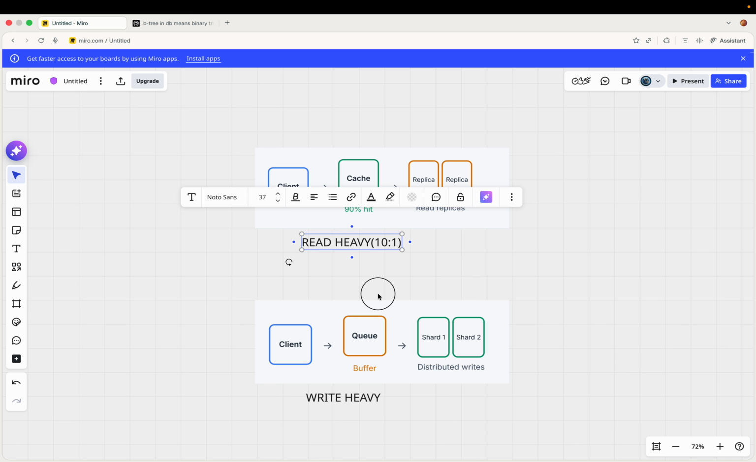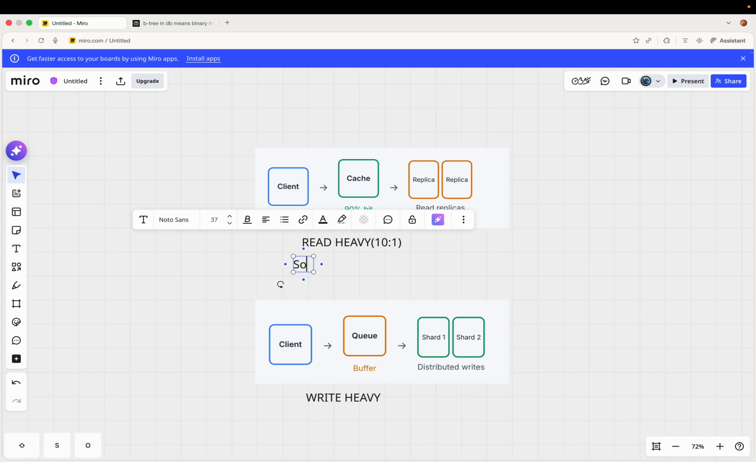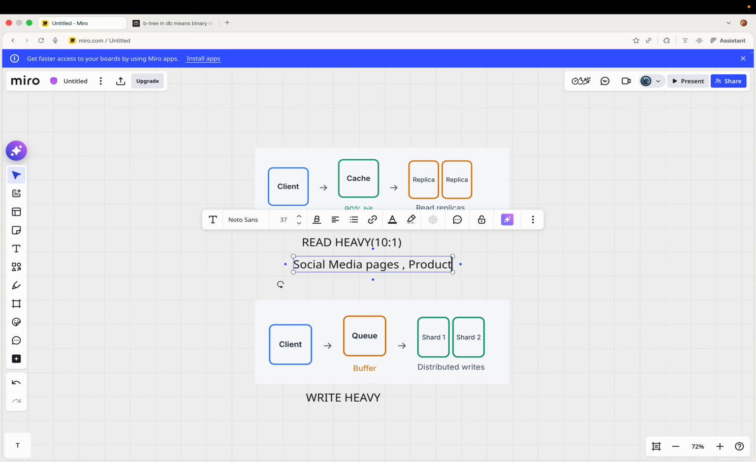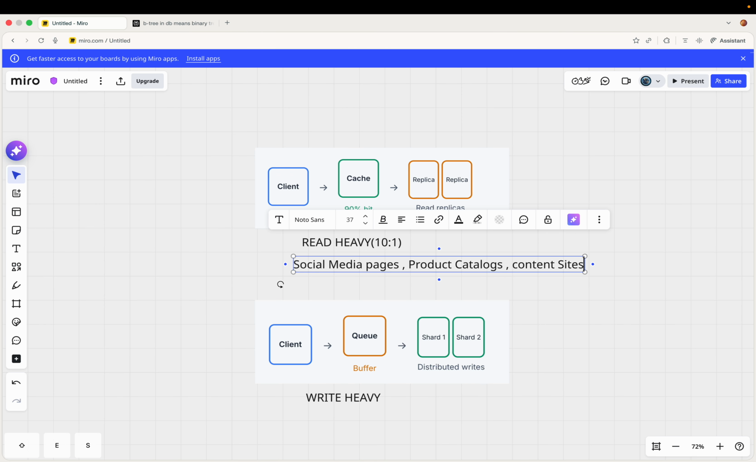If we take examples: social media pages, Twitter, Insta, whatever; product catalogs, like Amazon, where you will read more, you will buy nothing. Yeah, you will buy sometimes. Content sites, Netflix, these are all read heavy.